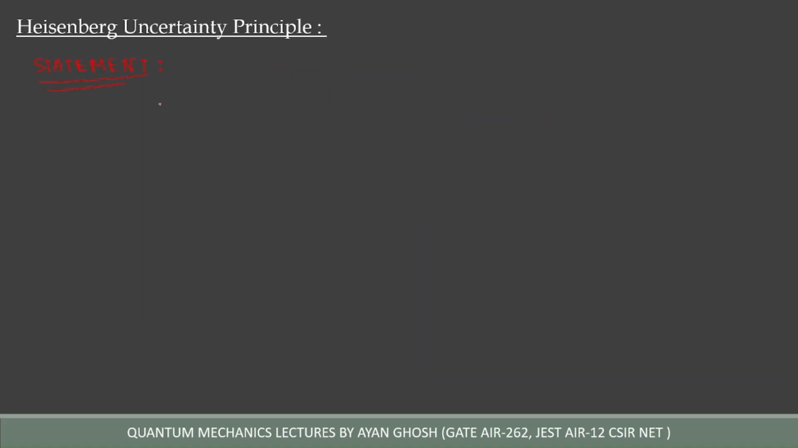Now, let's go to the Heisenberg uncertainty principle and its statement. The Heisenberg uncertainty principle states that it is impossible to measure a pair of canonically conjugate dynamical variables simultaneously to arbitrary accuracy.